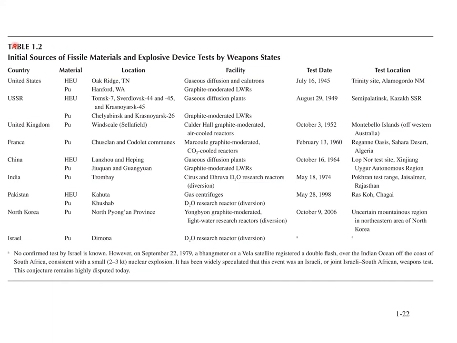Here is some data showing the initial sources of fissile material and explosive device tests by weapon states. This is chronological. So the first was the United States in 1945. The last was North Korea in 2006. And you can look at the growth and increase in the number of weapon states. In 1940, there were two. In 1950, there was an addition. In 1960, two nations. And then from 1970 to present day, only a handful. And that does show some success in keeping nuclear weapons to a limited number of nations.